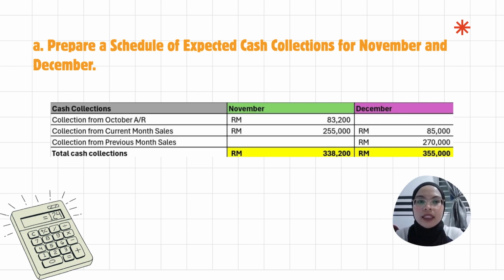December is 355,000, including the 85,000 from November accounts receivable and the 270,000 from December sales. Overall, cash collection increased in December, showing that the company expects to receive more cash from customers. So why are cash collections divided into previous month and current month sales? This is because not all customers pay immediately. Some sales are collected in the following month based on the company's credit collection policy.